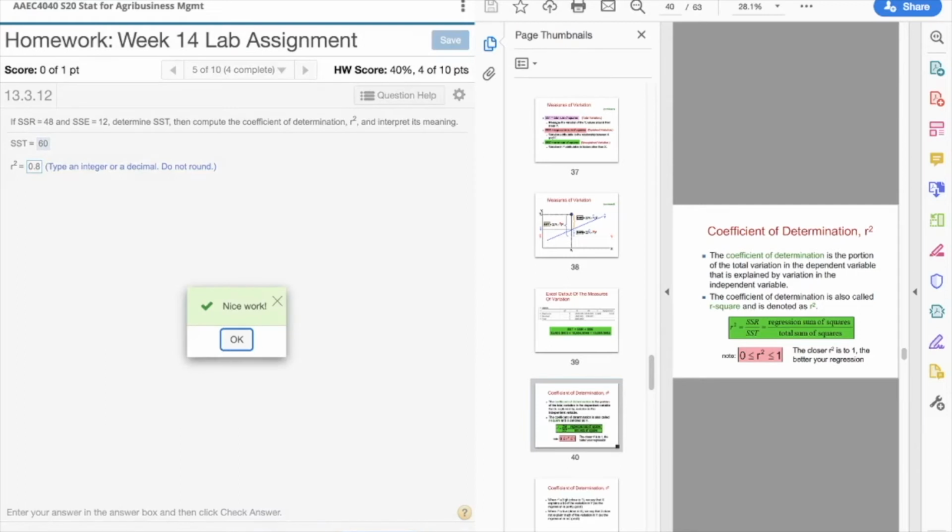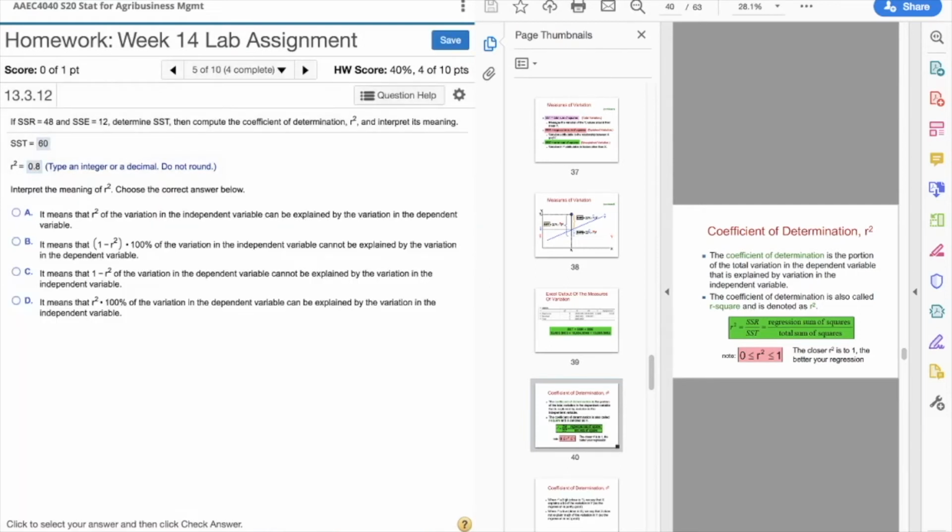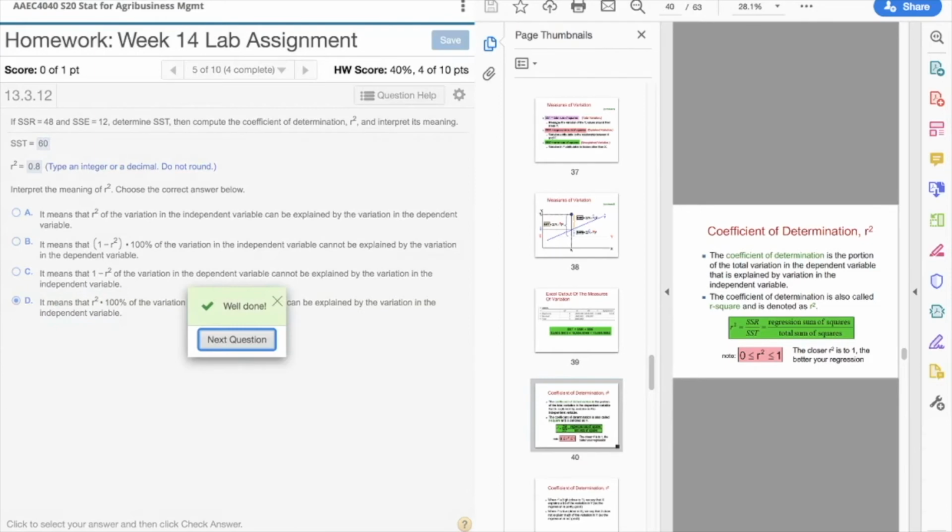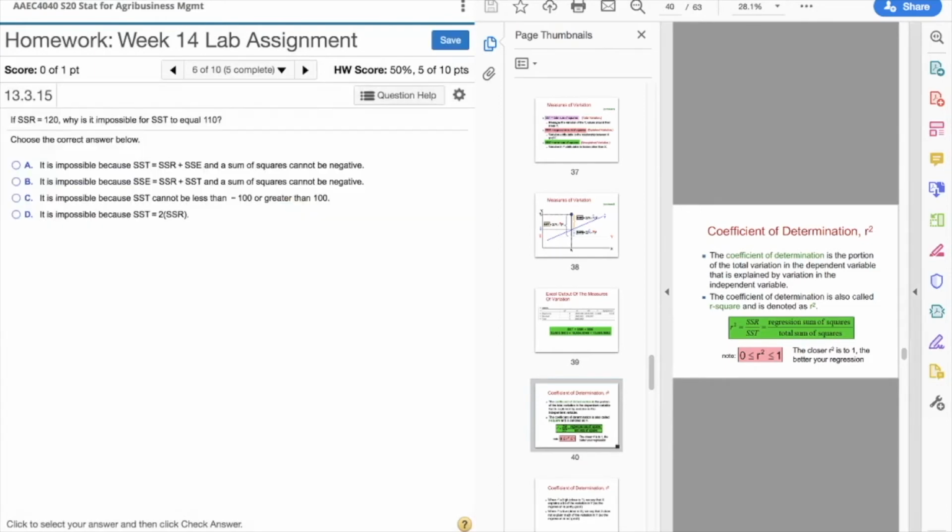The next part, to interpret the meaning of R squared, is just the same as the last question. And comparing A, B, C, D, we get D is the correct answer. Okay, so let's go to the next question.